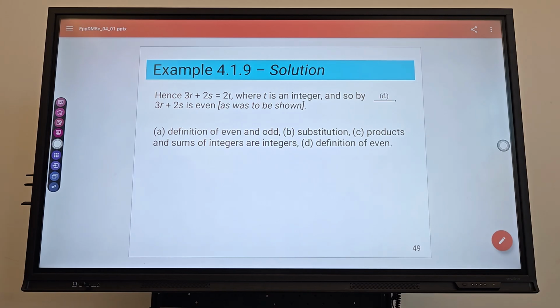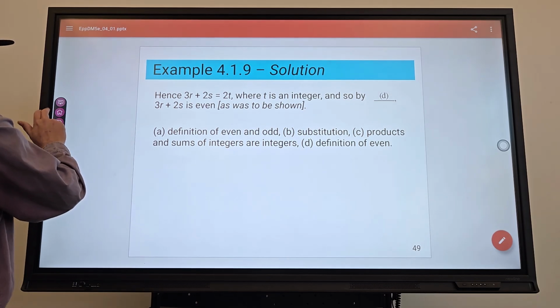Hence, 3r plus 2s equals 2t, where t is an integer. And so by the definition of even, 3r plus 2s is even, as was to be shown. And it gives the reasons that were blank. And that is it for that.